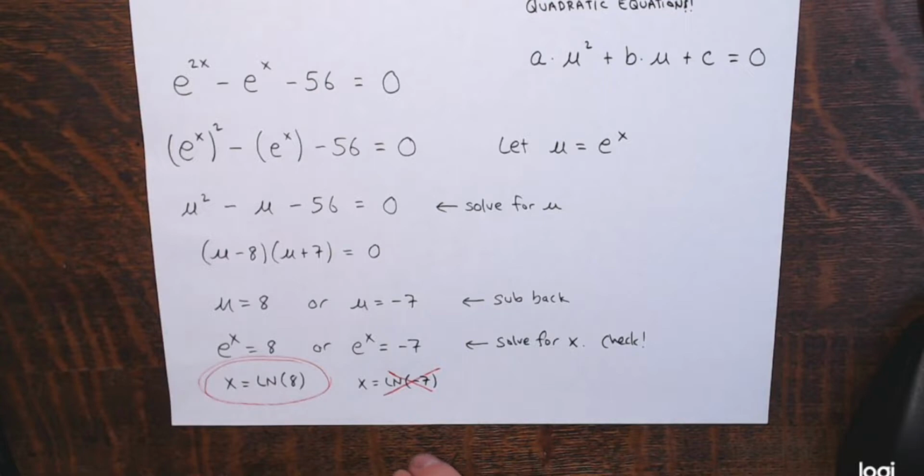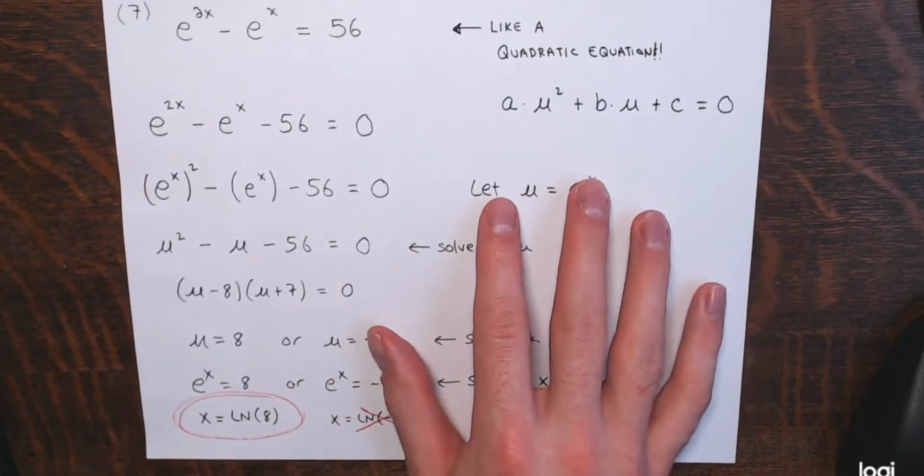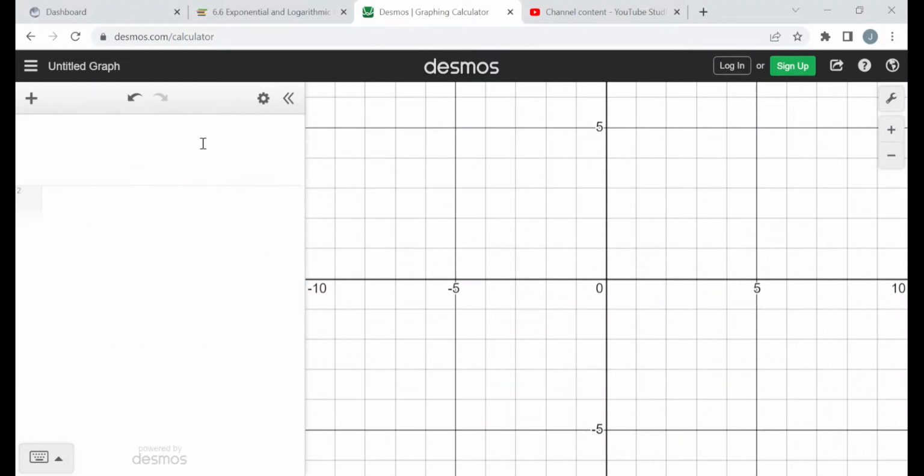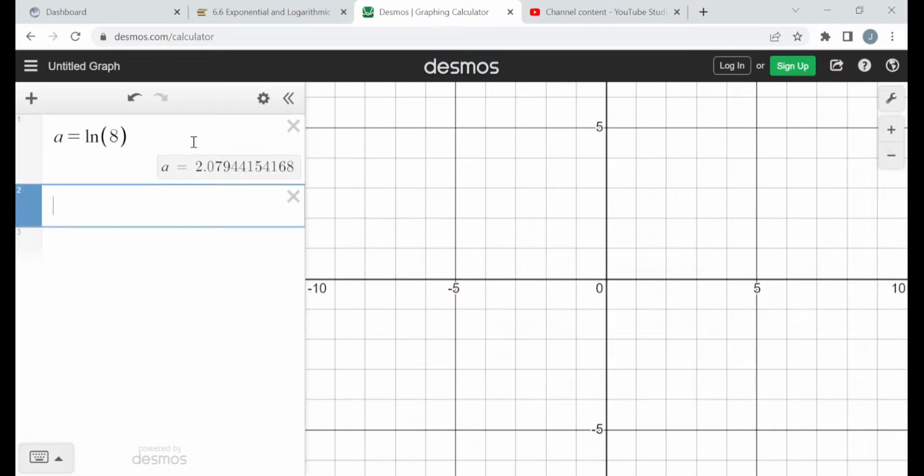All right, I'm going to show you. Let's go to the calculator. I'm going to put in, again, I'll call it a. A equals the natural log of 8. Here's our solution, 2.079. Now the left side of that equation was e to the 2x. So e to the 2a, and then minus e to the x, so minus e to the a. And look at that, it's equal to 56, which was the other side. So that natural log of 8 is indeed a solution of this equation. It makes it true.